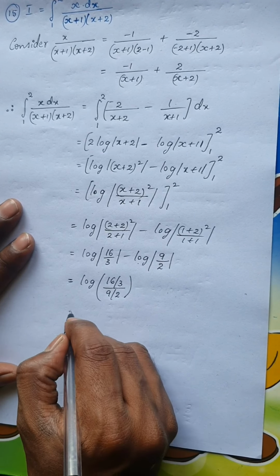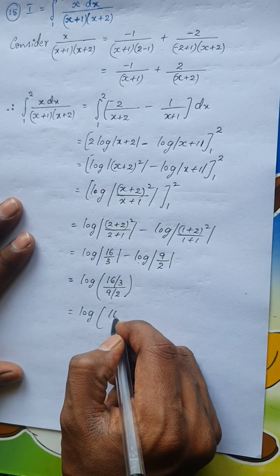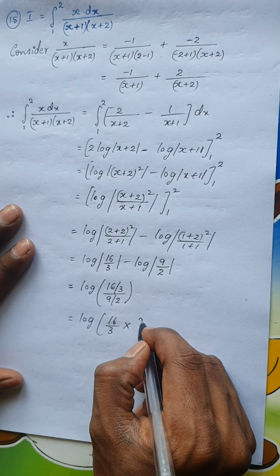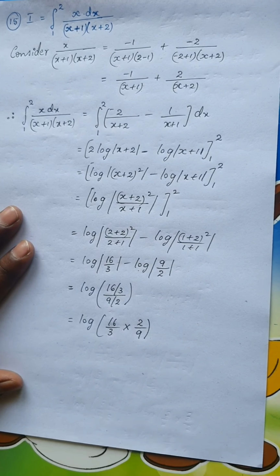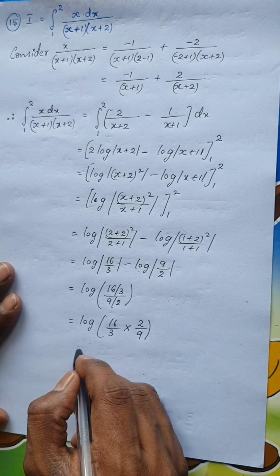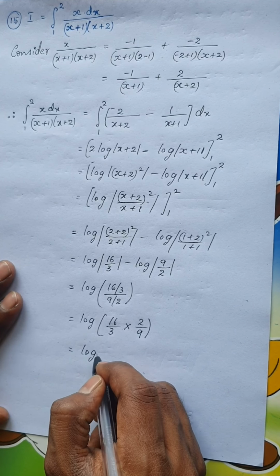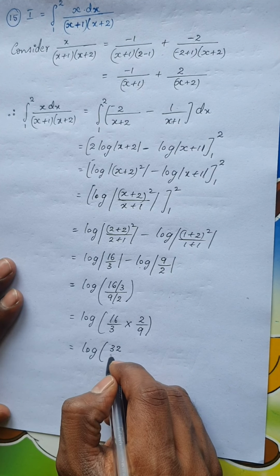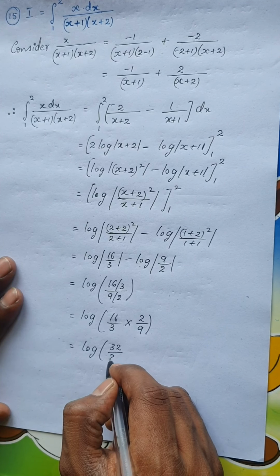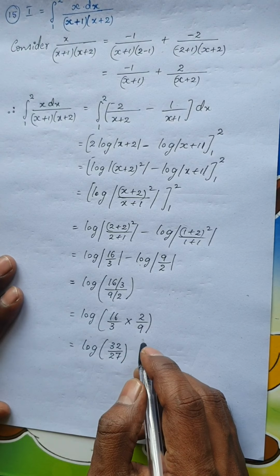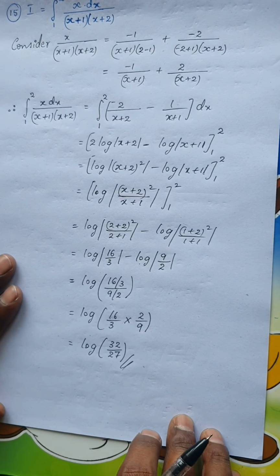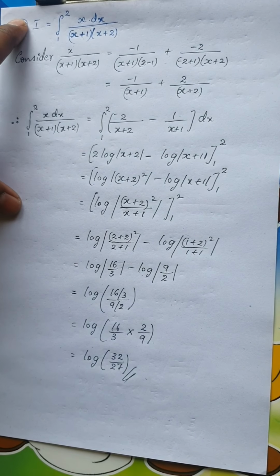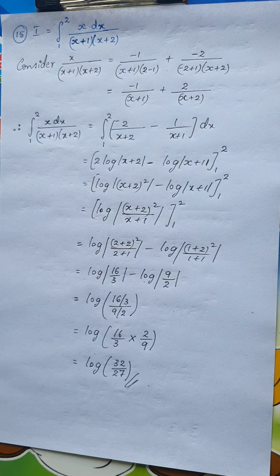This can be further rewritten as log of 16 by 3, and this division I will convert into multiplication, and this becomes 2 by 9. So the final answer would be log of, anyhow this is positive, need not take the modulus, 16 times 2 is 32 divided by 9 times 3 is 27. So this is the final answer. Very simple questions these are. If they ask you, remember this question, this would be for 3 marks.